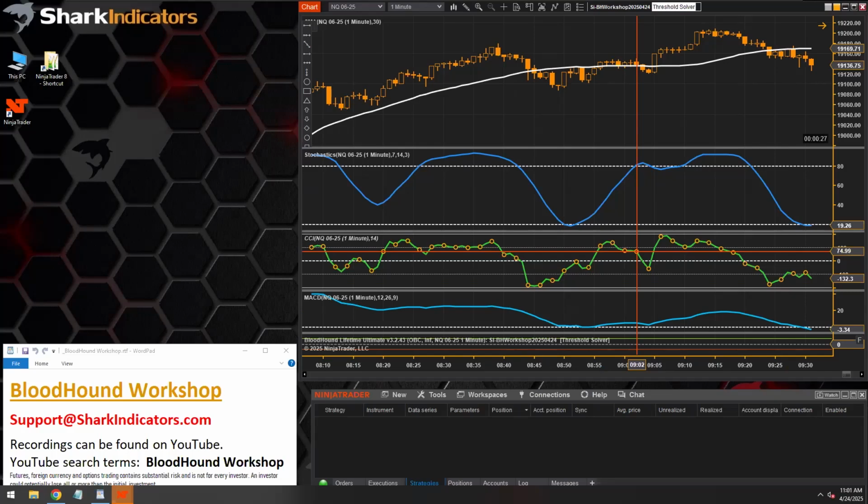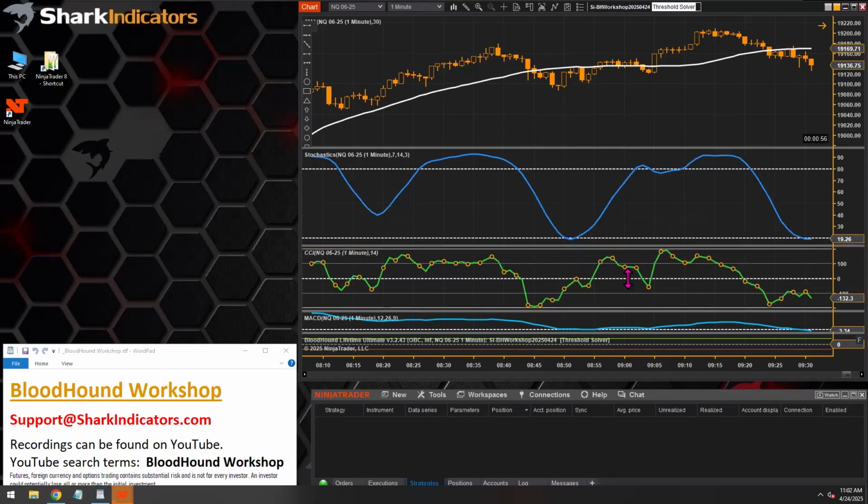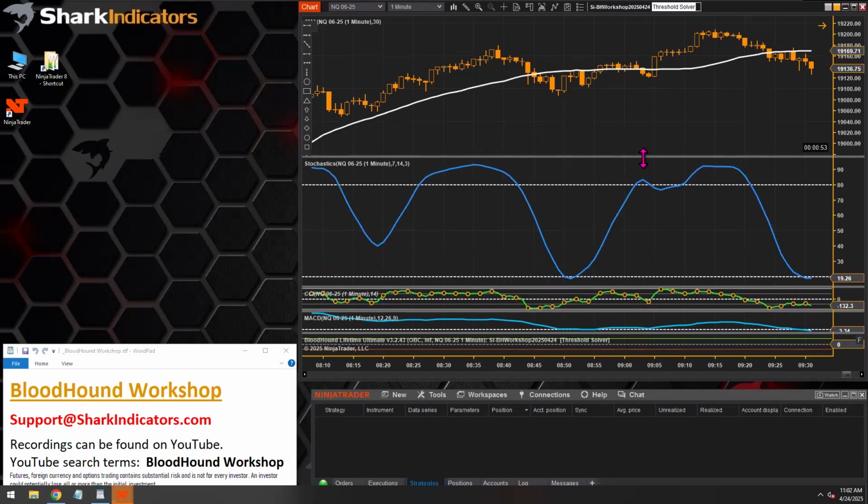The threshold solver can also be used to identify a signal from certain indicators that actually output their signal as a value, and we'll get to that last. First, let's focus on the primary use for the threshold solver. I'm going to run through some examples. We'll do the stochastics first, then the CCI, and then the MACD. Right, so there we go. We'll stretch that out here.